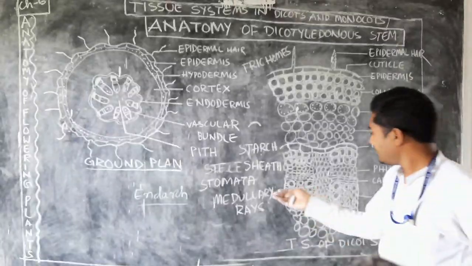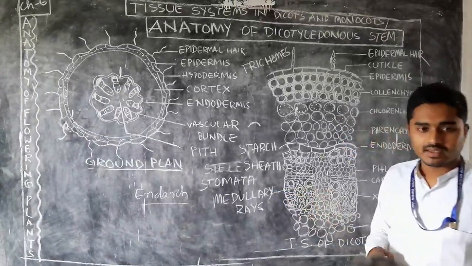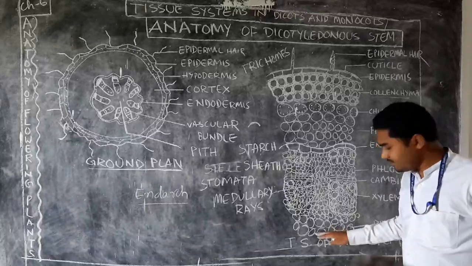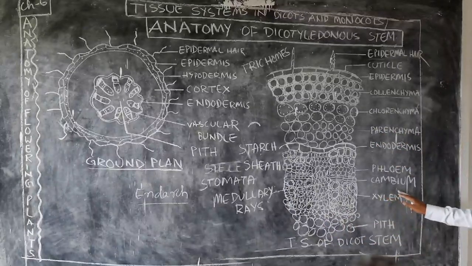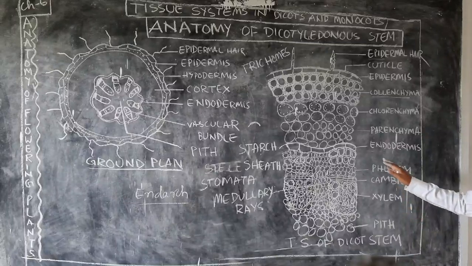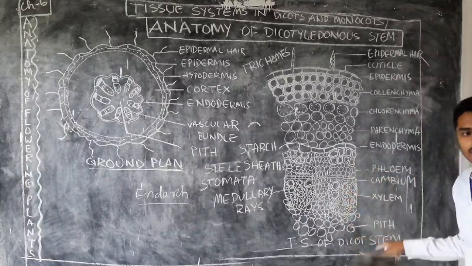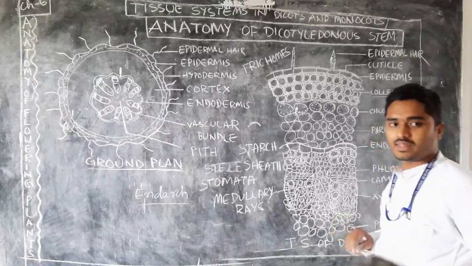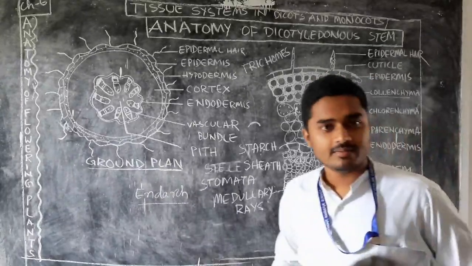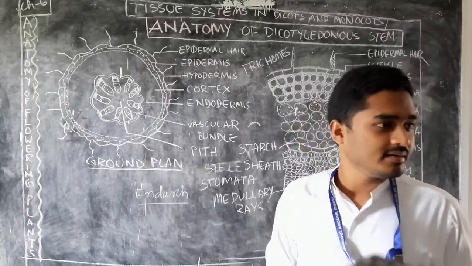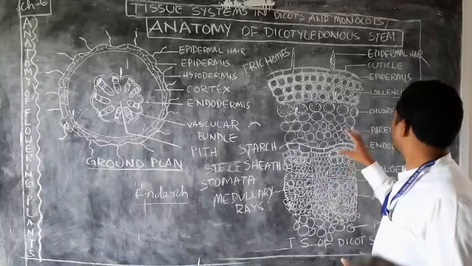Next is the endarch protoxylem. Then we can see a well developed pith is present. So this pith, vascular strands and pericycle all form the stele. So this is the general overview of the arrangement of different types of cells in a dicot root.